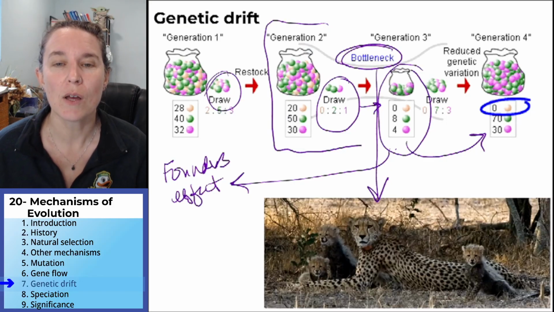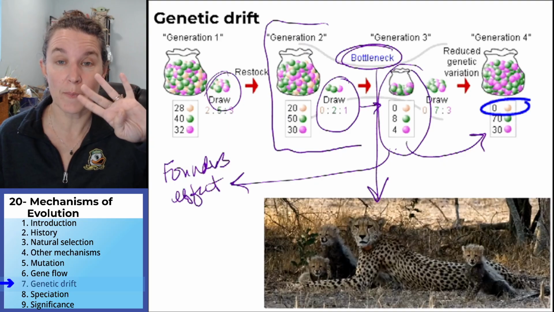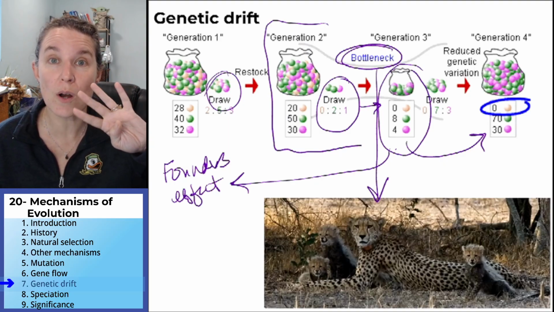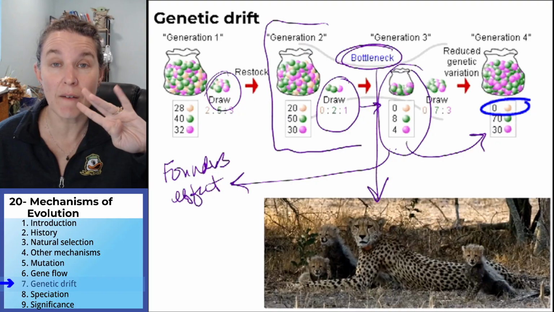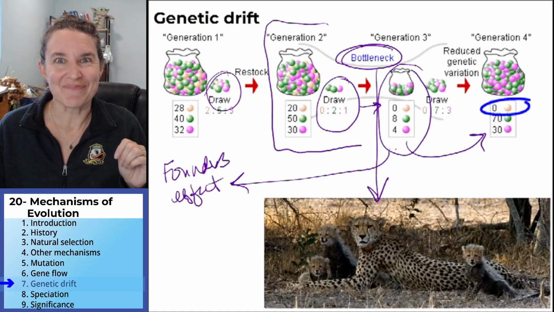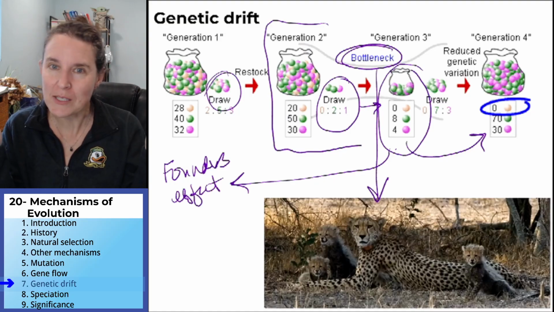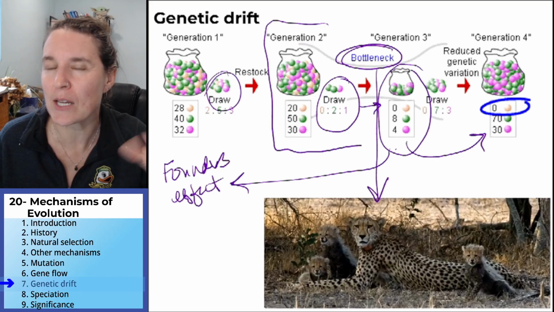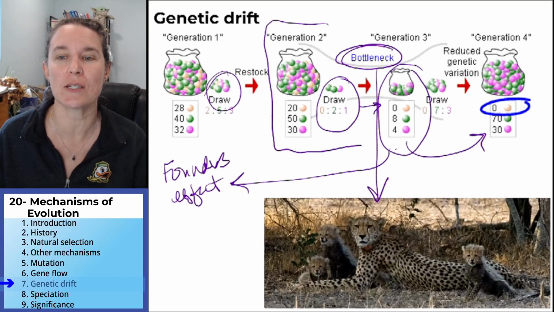Now, we have 4 mechanisms of evolution. Microevolution, we have 4 mechanisms. What about speciation? What has to happen in order for speciation to take place?